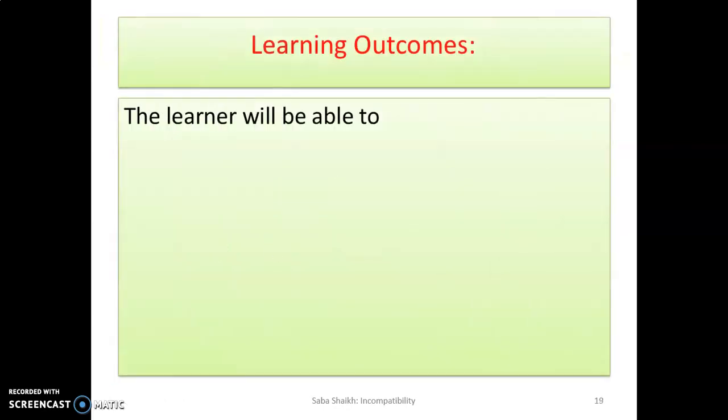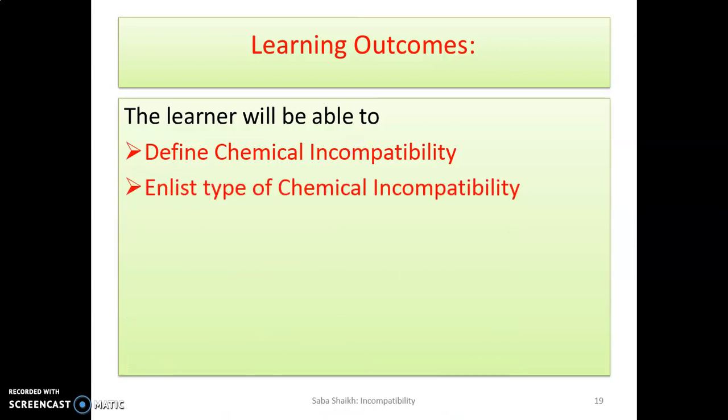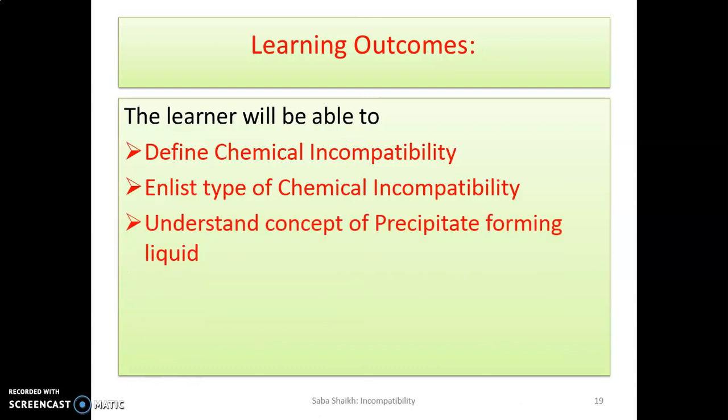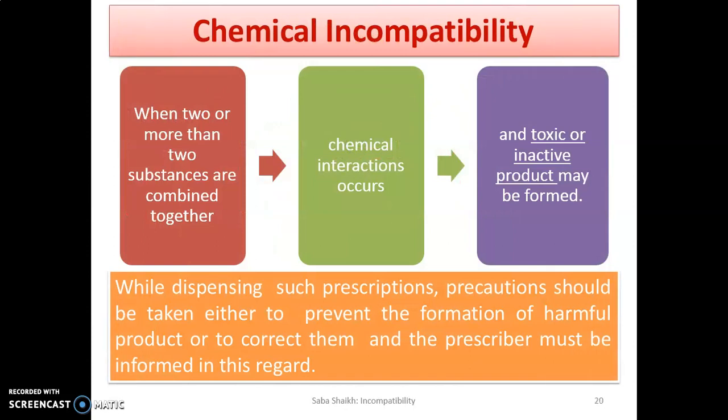Learning outcomes. After completing the session, the learner will be able to define chemical incompatibility, enlist types of chemical incompatibility, and understand the concept of precipitate forming liquids. Let's begin with chemical incompatibility.